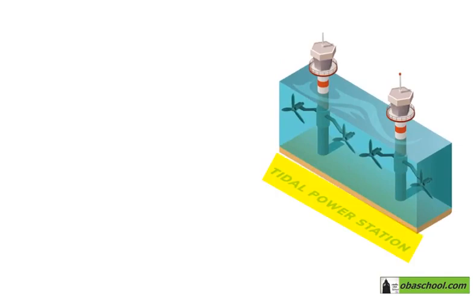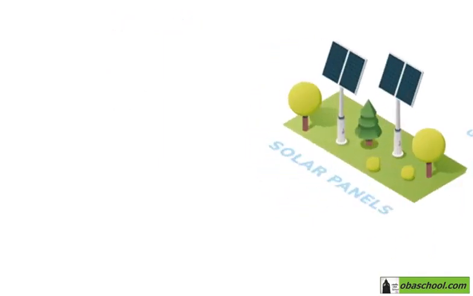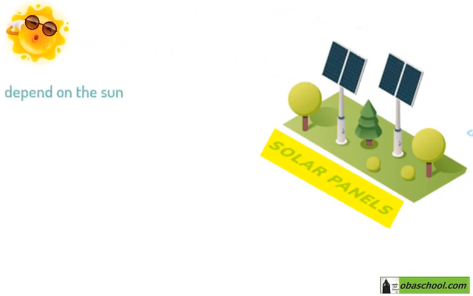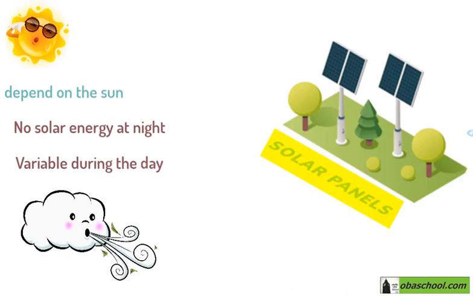Regarding the tidal renewable energy resources, they depend on the height of the tide, and actually it varies both on a monthly and yearly cycle. Regarding the solar renewable energy resources, it depends on the sun. There is no solar energy at night and it's variable during the day, if it's a cloudy or rainy day.